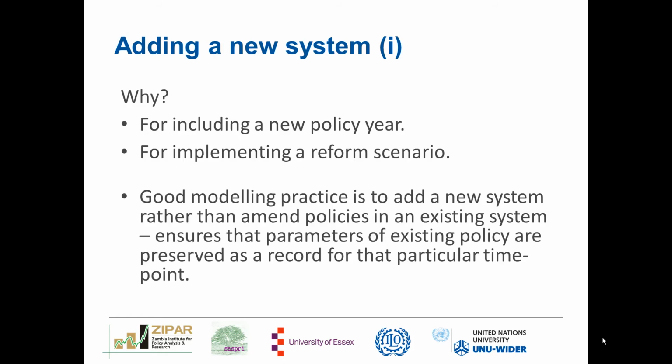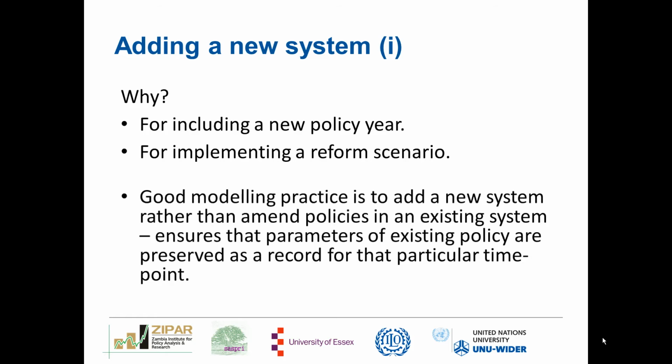So why might we want to add a new system? Well, we might want to add a new system if we're including a new policy year. For example, when we implement our 2016 and 2017 policy years, we will need to add two new systems in order to do this. We also might want to add a new system if we're implementing a reform scenario. As we'll see in this session, we will have such an example, and in this instance, we will need to add a new system.